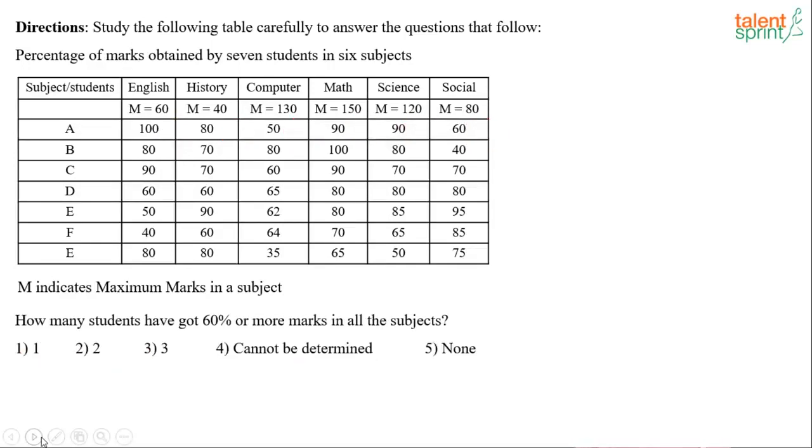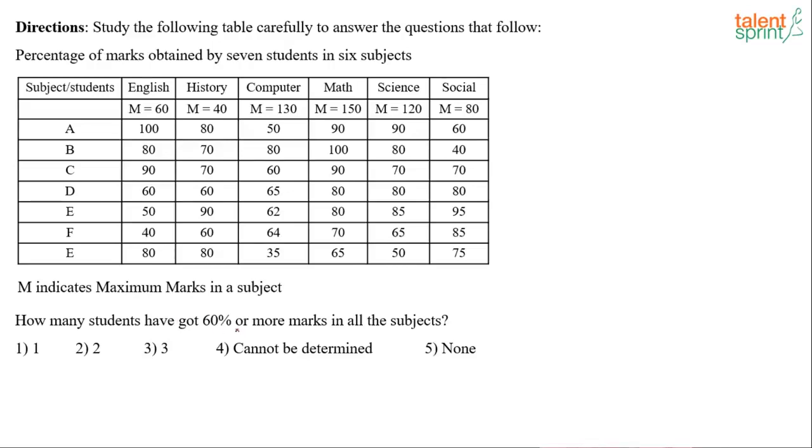How quickly you do that is what matters, right? I'm sure all of you can solve it, but how quickly you solve is the question. How many students have got 60% or more marks in all the subjects? Okay, now this is interesting. How do you solve this?